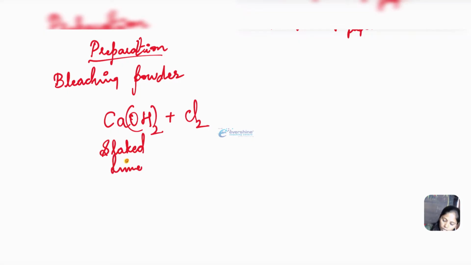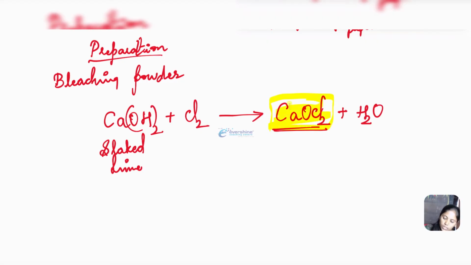We can prepare bleaching powder by passing chlorine gas to slaked lime. Here Ca(OH)2 is slaked lime and Cl2 is chlorine gas. When we pass chlorine gas to slaked lime, we get bleaching powder and water. So this is how we can prepare bleaching powder.